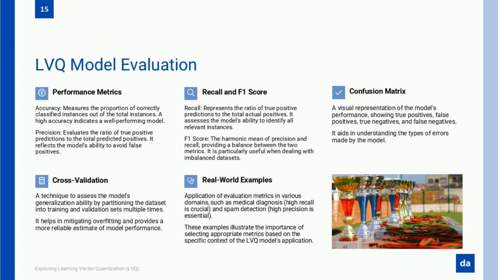But here's the tricky part. LVQ's performance is highly dependent on how well it's trained. The number of prototype vectors, the learning rate, and the way we handle noisy data all impact its results. That's why cross-validation is often used, where the dataset is split into different parts to ensure the model generalizes well and isn't just memorizing patterns from the training set.